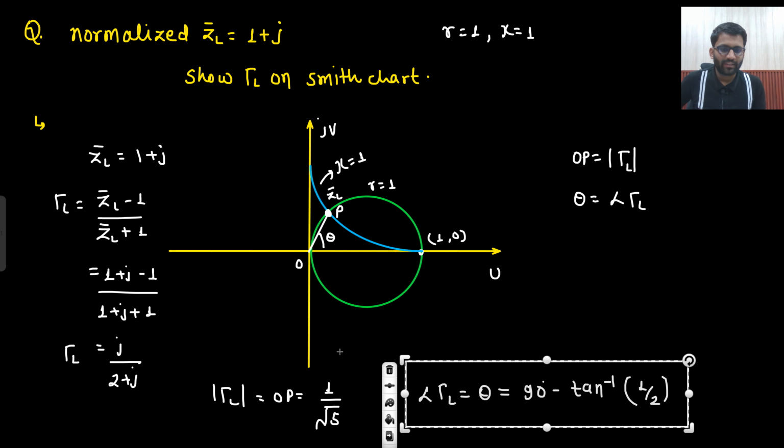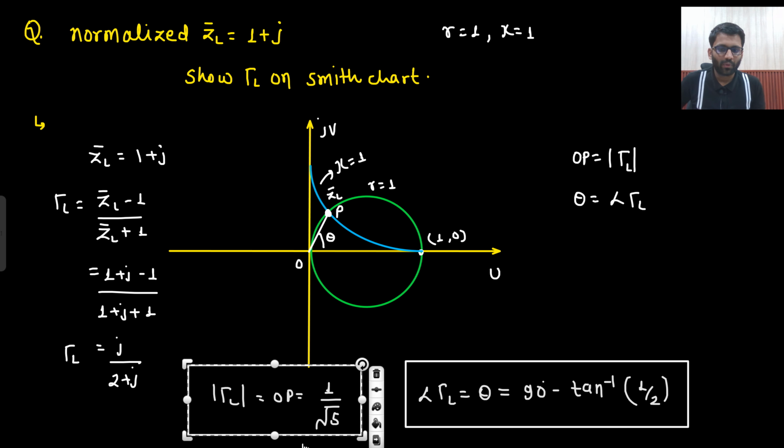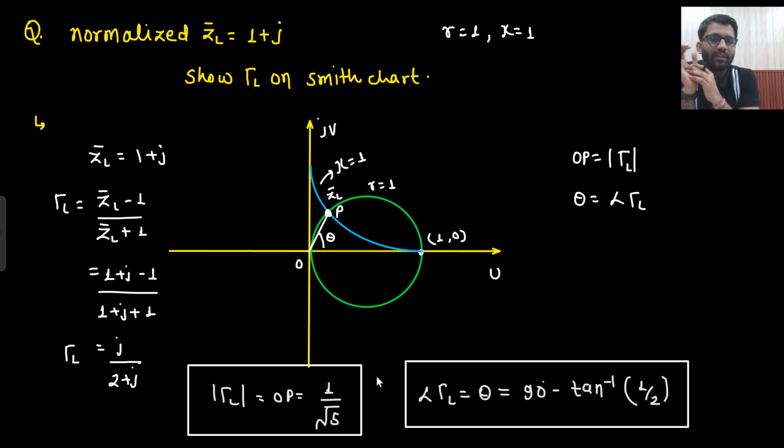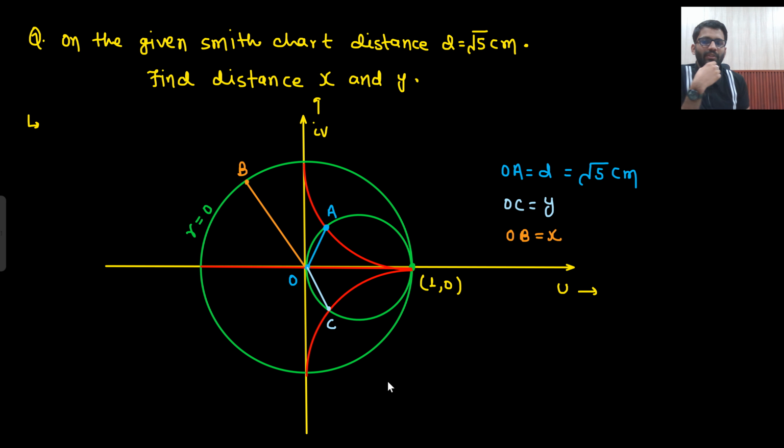So on the Smith chart, if you are able to locate ZL dash, just use that point and join it to the origin. That length will be your mode of gamma L, and the angle that is made with the X axis is your angle of gamma L. Okay, well and good. Now let's solve some problems based on this concept only.